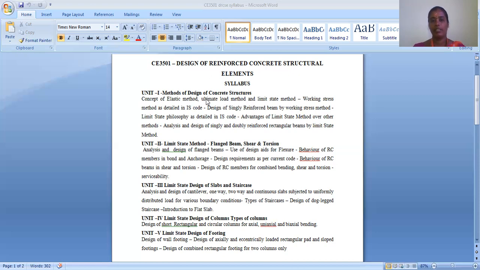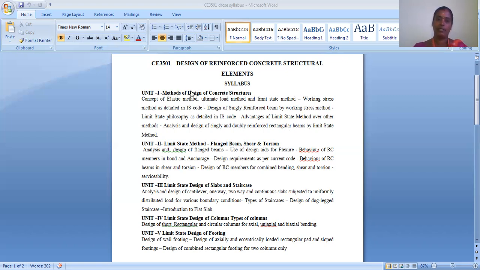That structure we need to design because it should withstand the load coming from the top and uniformly transfer it to the uniformly distributed soil. Or else what will happen? So the design concept and method of design, we see in this subject. Okay. So this first unit consists of the concept of elastic method.